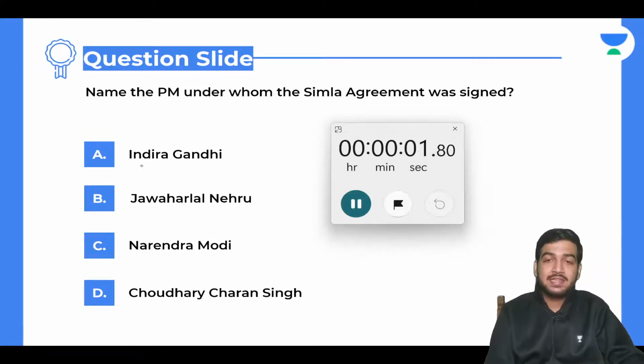Was it A. Indira Gandhi, B. Jawaharlal Nehru, C. Narendra Modi, or D. Chaudhry Charan Singh? Who was the Prime Minister under whom the Shimla Agreement was signed? A. Indira Gandhi, B. Jawaharlal Nehru, C. Narendra Modi, or D. Chaudhry Charan Singh?